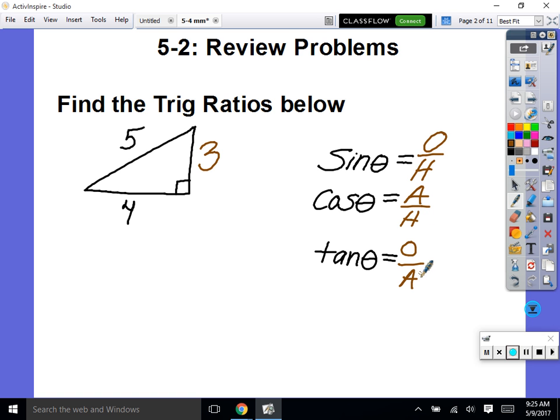Here we go. Oh, I forgot to put a theta in, so you wouldn't know exactly what sine is without a theta. So I'll put the theta down here. Okay, so 3 over 5. 4 over 5. Yep, 3 over 4. Very good. Were you all able to understand how to do that? Okay, next one.